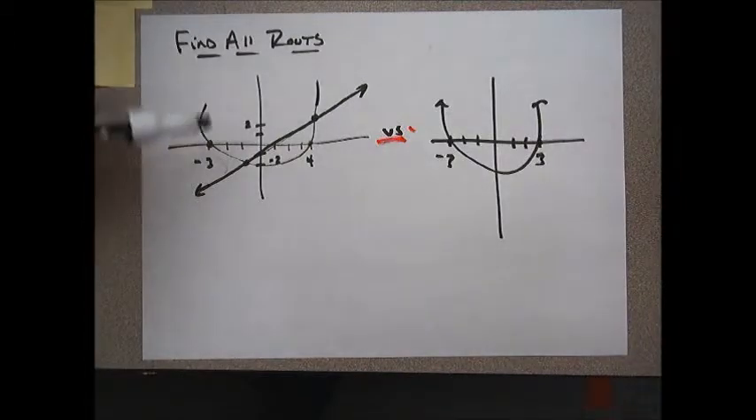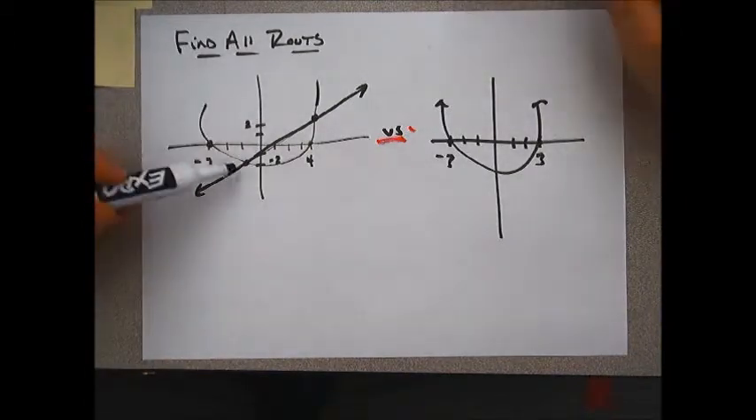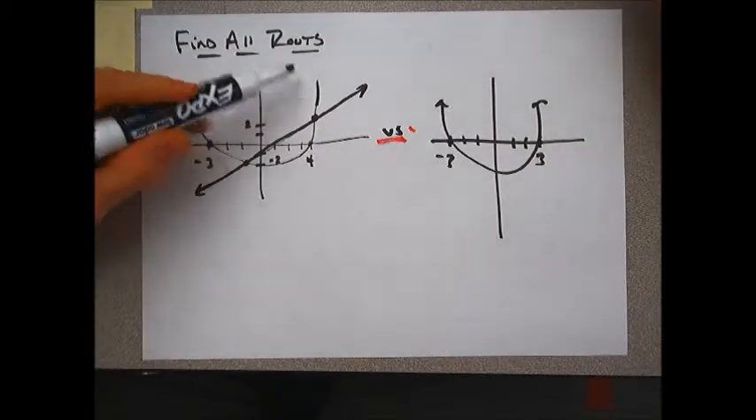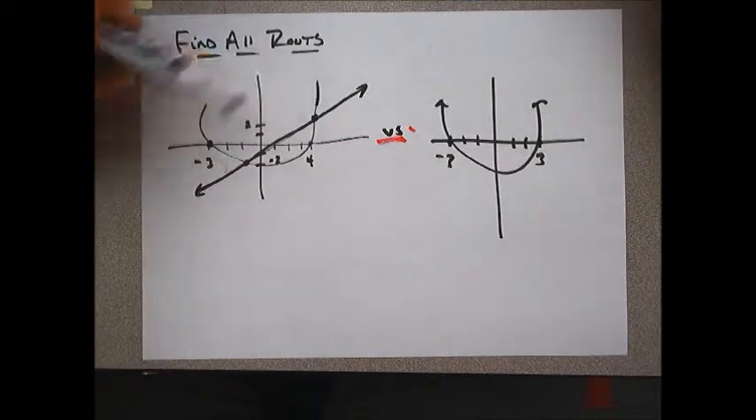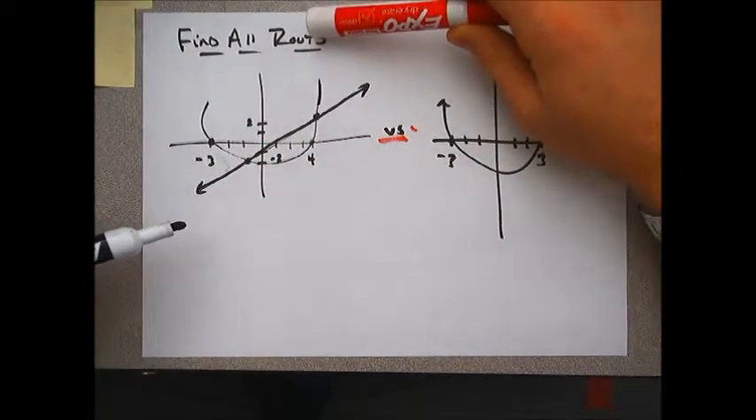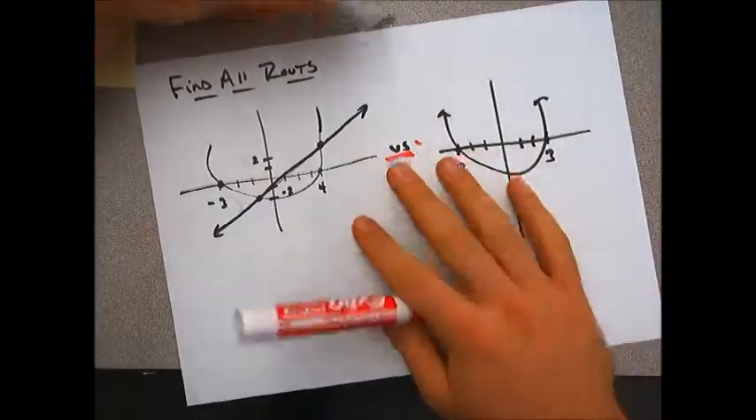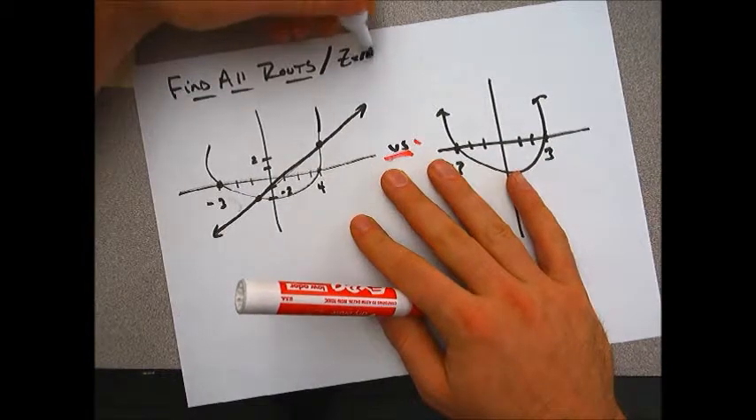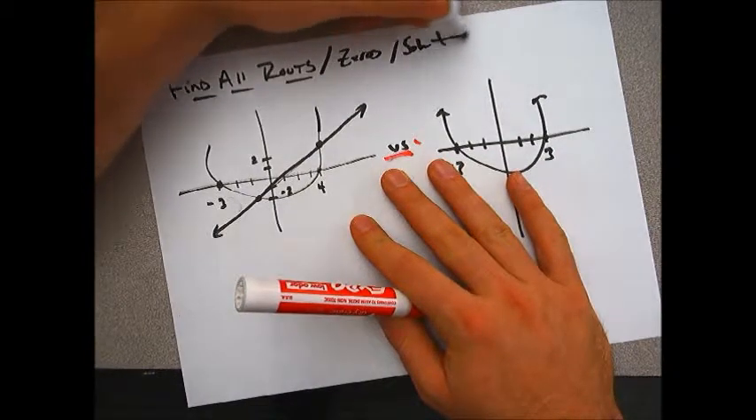Okay, for our next one, I want to compare these 2 graphs that you see here that I already drew out. The first one, there's a parabola and also a line, and on the second one, it's just a parabola. And the directions say they want us to find all the roots, and roots is the same thing as saying zeros, solutions, answers, so on and so on.